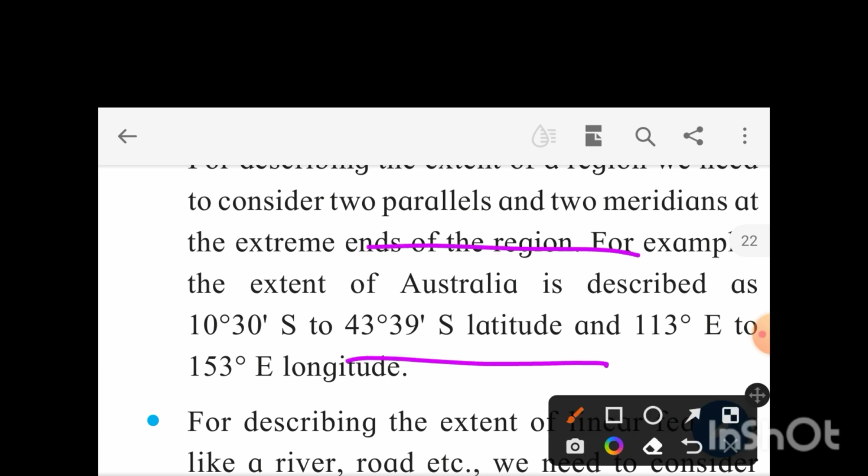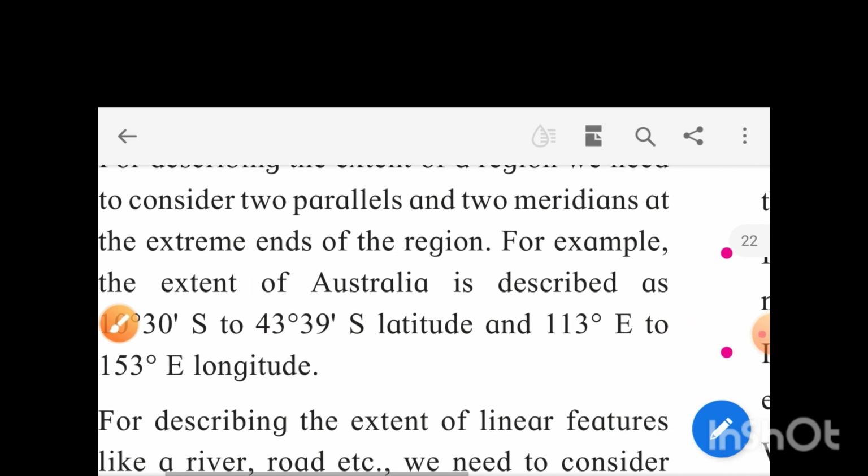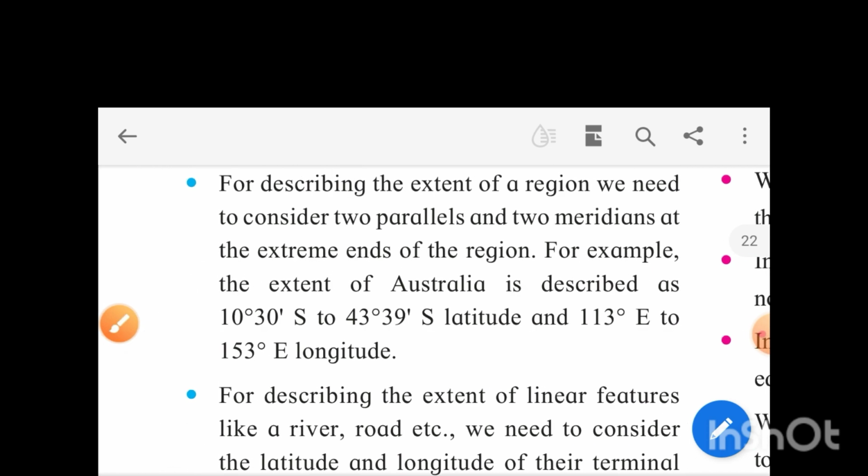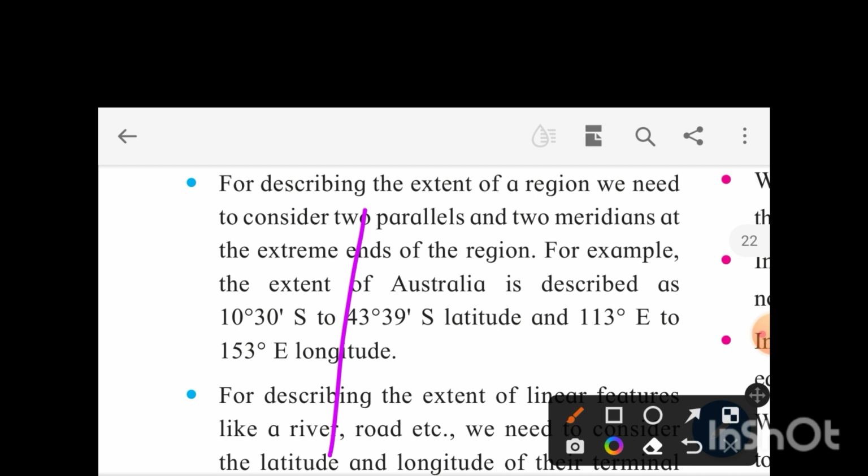And the longitude is 133 degree east to 153 degree east. Longitude means the straight line, or you can also say the semicircle. If you have seen the video of the previous lesson, you will understand that semicircle and longitude are both the same. There are three different names we call them: meridian, longitude and semicircle.